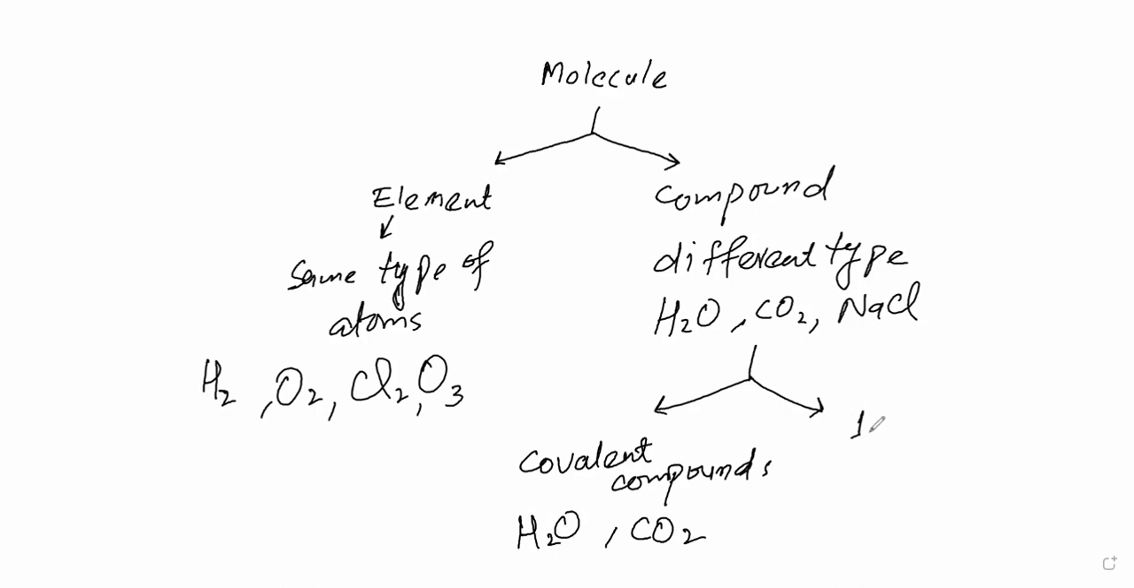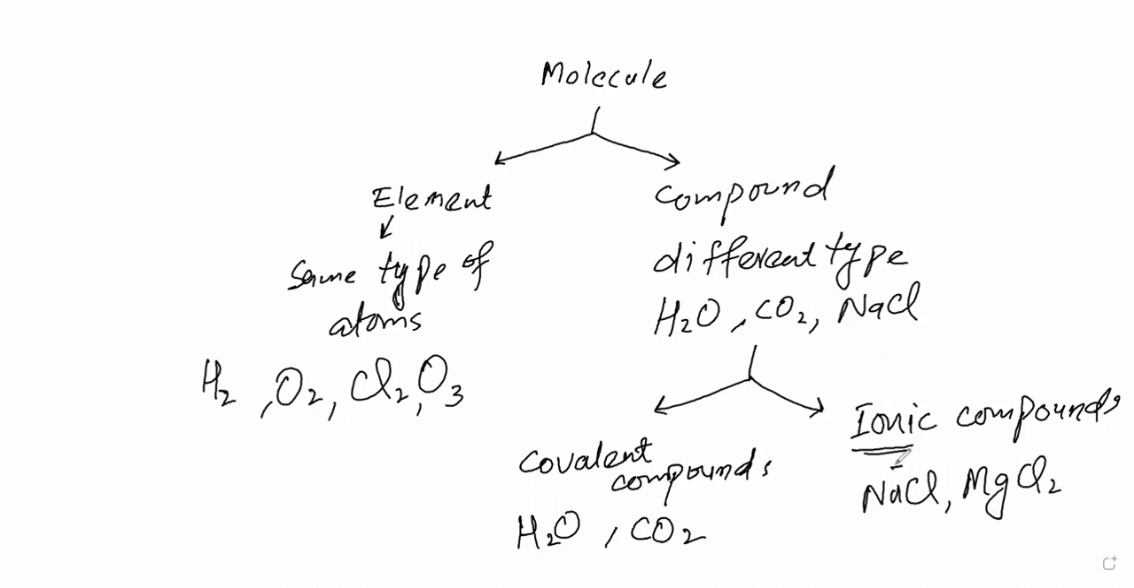But the next is ionic compounds. These are compounds in which cations and anions, meaning ions, are combined. NaCl, MgCl2. Okay, so Na plus is the cation and Cl minus is the anion. There is an electrostatic force of attraction between these cations and anions, so that's why these are called ionic compounds. So these are examples of molecules, or you can say further division of molecules.